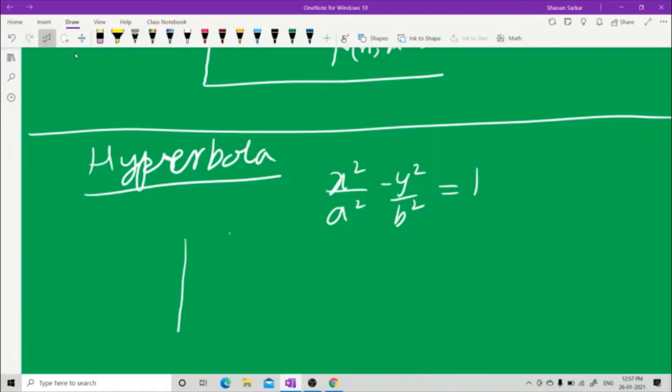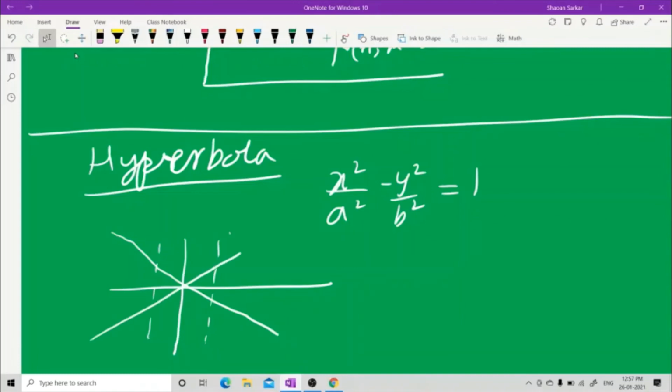This is your y-axis, this is your x-axis. These are your directrix, one directrix here, one here. There are two asymptotic lines: y equal to minus x, and y equal to x. Then you draw two branches of the curve in this fashion. Sorry, this line should not touch this. Let me redraw it. It is somewhat like this, and this is somewhat like this.